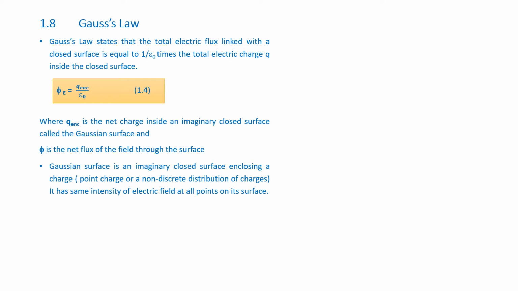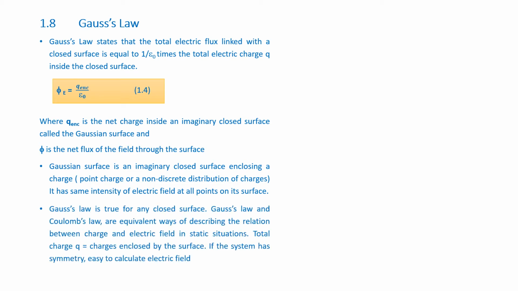There are different shapes and different types of Gaussian surfaces that we are going to study in subsequent slides, for point charges or non-discrete charge distributions. It has the same intensity of electric field at all points on its surface. Gauss law is true for any closed surface. Gauss law and Coulomb's law are equivalent ways of describing the relation between charge and electric field in static situations.